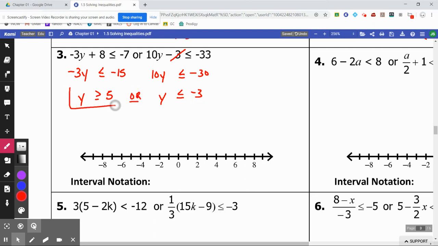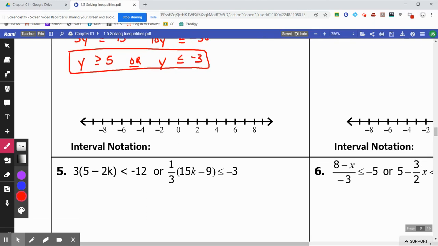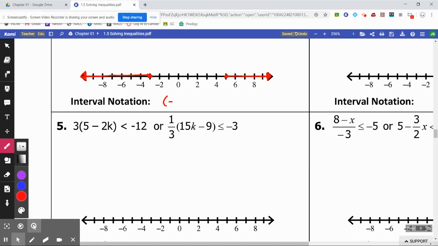So here's your answer. y could be any value greater than or equal to 5, or y could be any value less than or equal to negative 3. Any value greater than or equal to 5 would be these values, or any value less than or equal to negative 3 would be any of these values. Written in interval notation, that would be any value from negative infinity up to negative 3, including negative 3, or any value from positive 5 to infinity.